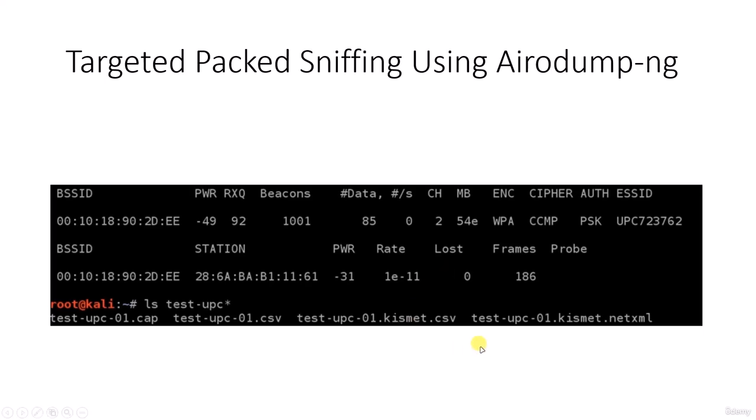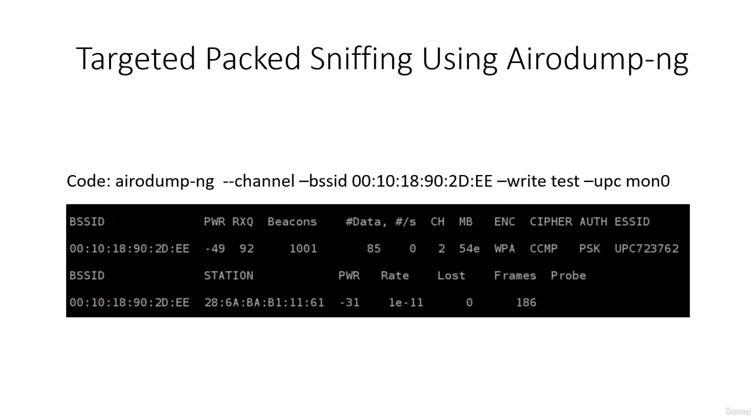If you want to test those files on Wireshark, you can do that, but they will not show you much information because they are WPA encrypted. So that's how you use airodump-ng to sniff a specific targeted network.